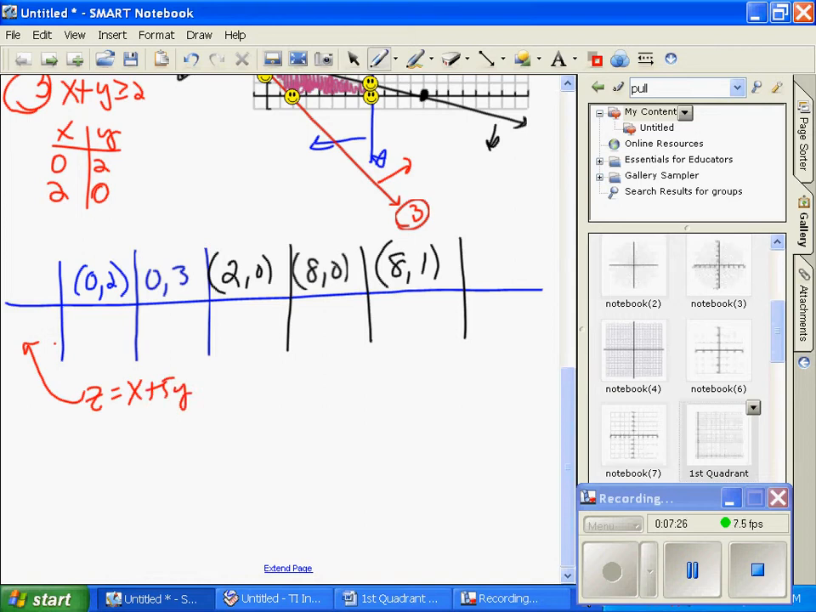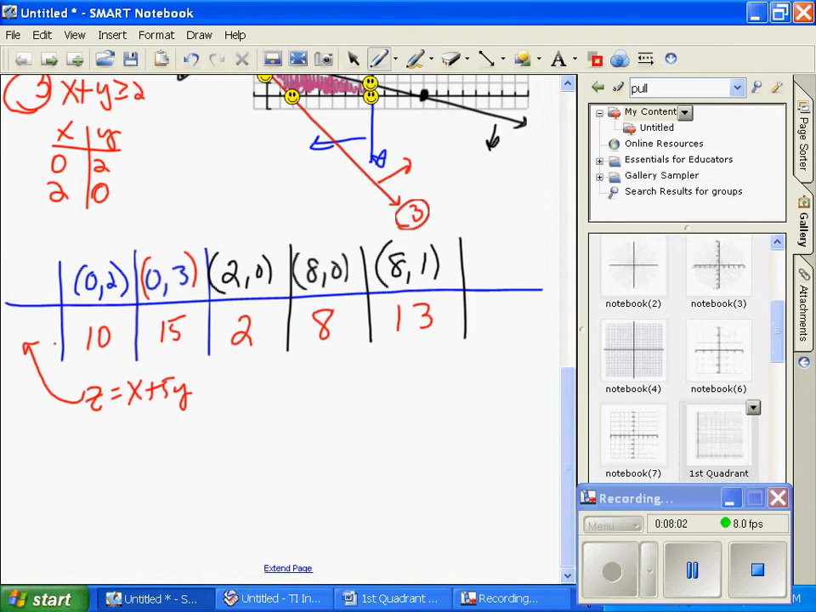So I'm going through each one of these vertices and plugging in 0 for x and 2 for y into the equation. And then I go to the next one, plugging in 0, 3 into my equation. I'm finding the values for z at each one of these ordered pairs. So 0 goes in for x, so 5 times 2 is 10. 0 goes in for x, so I get 5 times 3, which is 15. Plugging in 2 for x and 0 for y, I just get 2. Ordered pair 8, 0 would just be 8. And the ordered pair 8, 1: 8 plus 5 times 1 is 13.